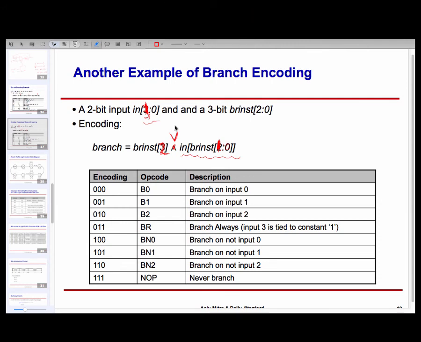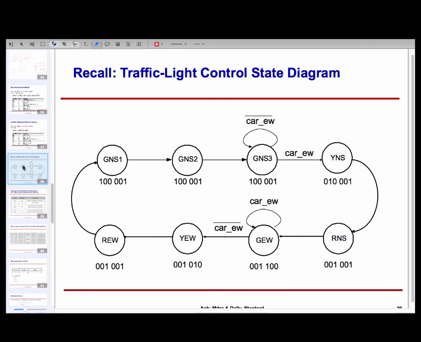Okay. 001, branch instruction 2 is 0, so that disappears. Input selected by 01, so branch on input 1, that works. Branch on input 2 also works. 011, that's branch always, if input 3 is tied to constant 1. But that's going to break for the rest of them. It needs to be XOR. You know, I'll send out a revised version of this slide, but let's move on.